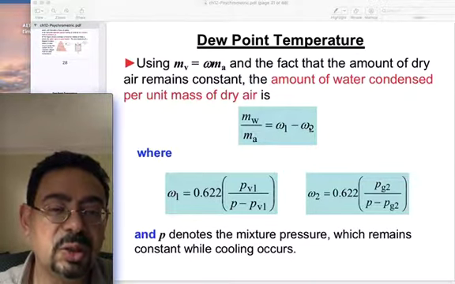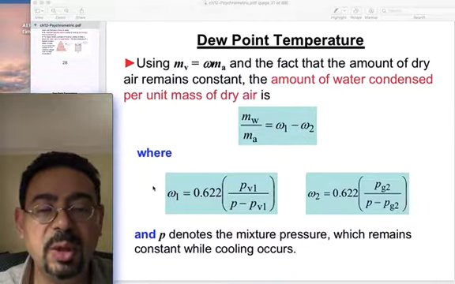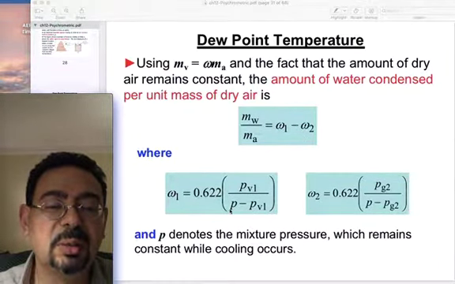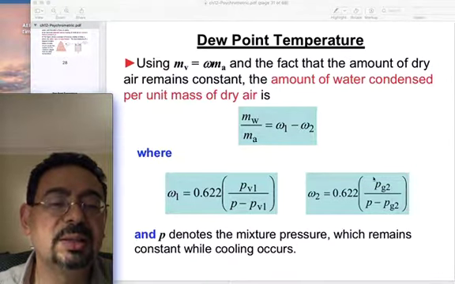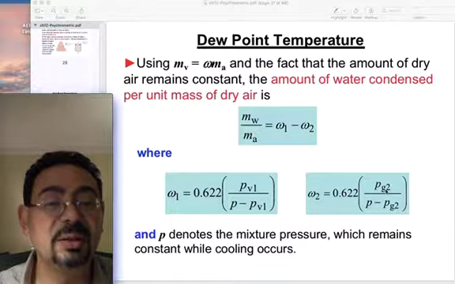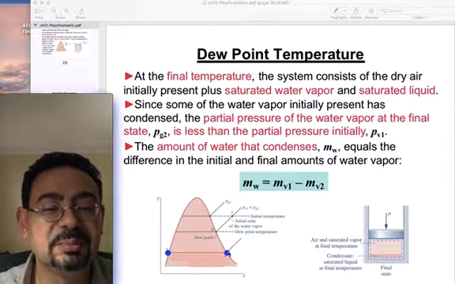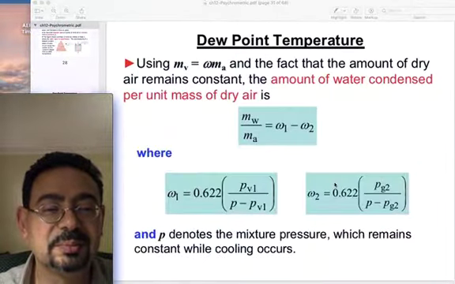To get the initial omega 1 and the final omega 2, we have this formula that basically says P vapor and the total pressure, and over here it's P_g2. Why P_g2? Because he's saturated, right? At 2 he becomes saturated, so it's P_g, right? Very good.